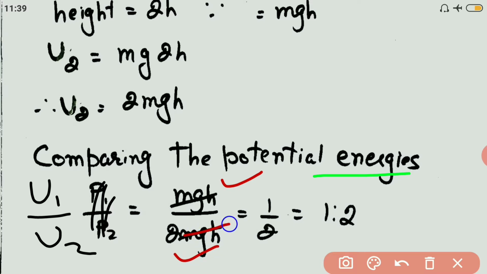So m into g into h and m into g into h get cancelled. Hence we shall get a fraction which is 1 upon 2, and which can be written in the ratio form, which is 1:2. So hence this is our answer, 1:2. I hope you have understood the numerical problem. Now we can go to number 5.